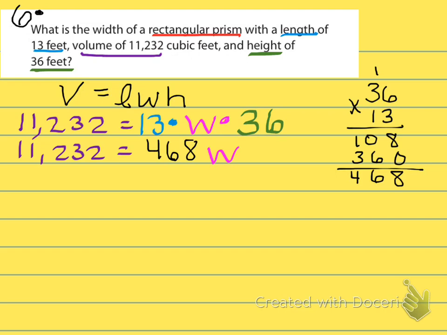From here, we're going to treat this just like it's an equation. Since we're multiplying 468 by W, to undo that, we can divide both sides by 468. So let's go ahead and write divided by 468 and divided by 468. We're going to cross simplify the 468s over here, and we'll be left with W equals. Now off to the side, we're just going to do that division, 11,232 divided by 468.